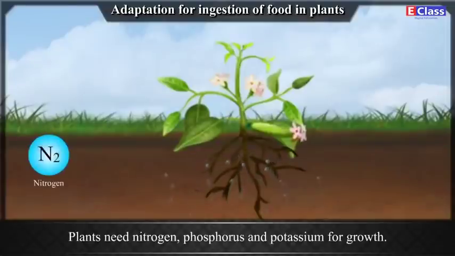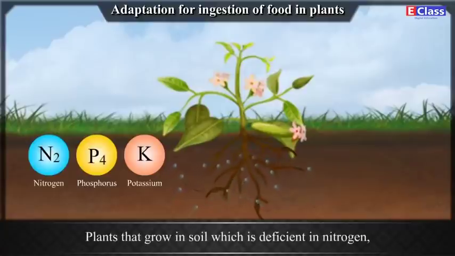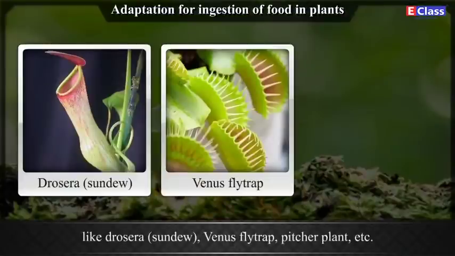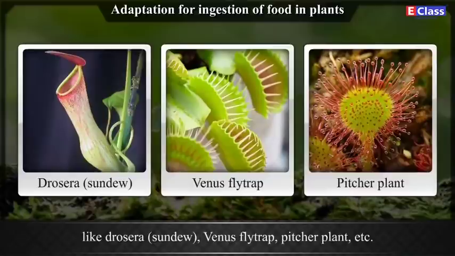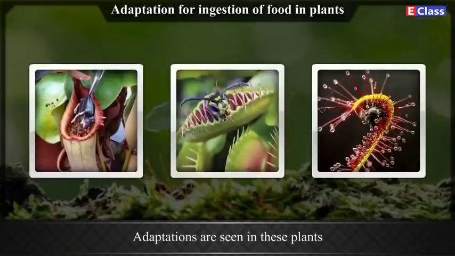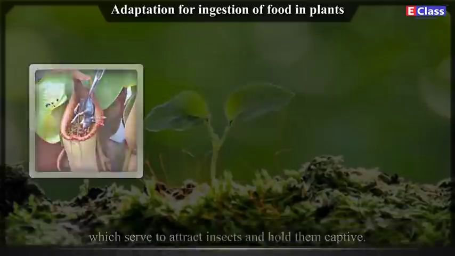Plants need nitrogen, phosphorus, and potassium for growth. Plants that grow in soil which is deficient in nitrogen, like Drosera or sundew, Venus flytrap, pitcher plant, etc., fulfill their need for nitrogen by consuming insects. Adaptations are seen in these plants which serve to attract insects and hold them captive.